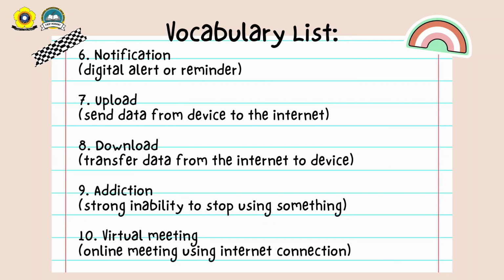Upload. Upload is sending data from a device to the internet. We can use it for describing sharing files. And download is transferring data from the internet to a device. We can use it when receiving files or media. And next is addiction. Addiction is a strong inability to stop using something. And virtual meeting is an online meeting using an internet connection. We can use it when discussing remote learning or work.